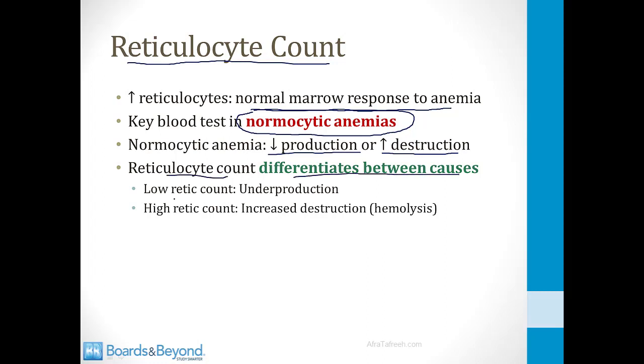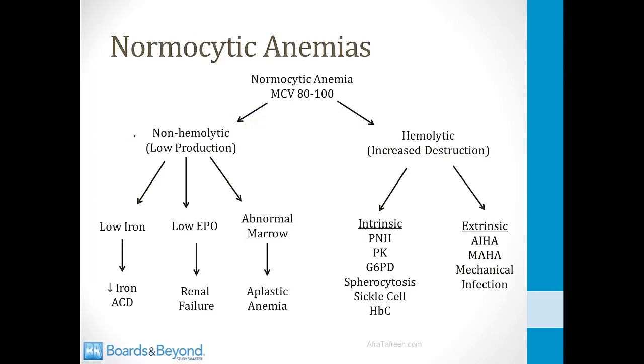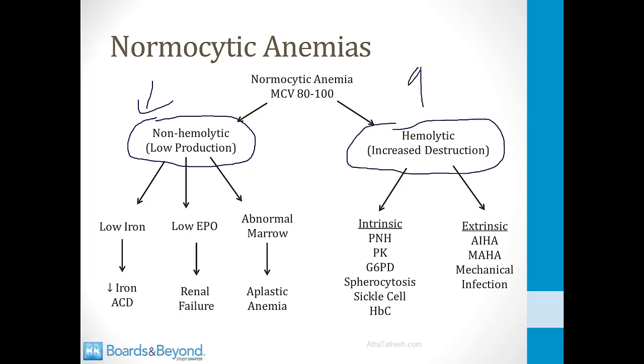A normocytic anemia with a low reticulocyte count means underproduction by the marrow. A normocytic anemia with a high reticulocyte count means increased destruction, such as you can see in hemolysis. If we go back to this slide showing the two general causes of normocytic anemia, all of these over here, the non-hemolytic anemias, will have a low reticulocyte count. All of these causes over here, the hemolytic anemias, will have a high reticulocyte count.